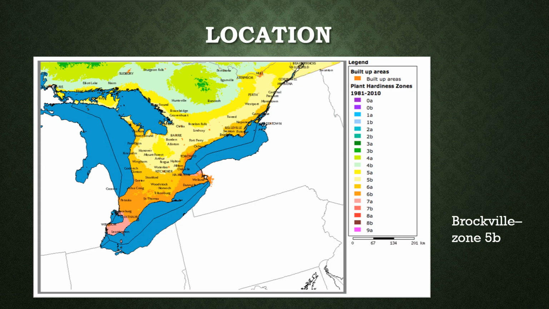So the first consideration is location. And here we have a hardiness map that tells us that Ottawa is zone 5A. So you want to buy plants that will suit that zone and will survive our winters.